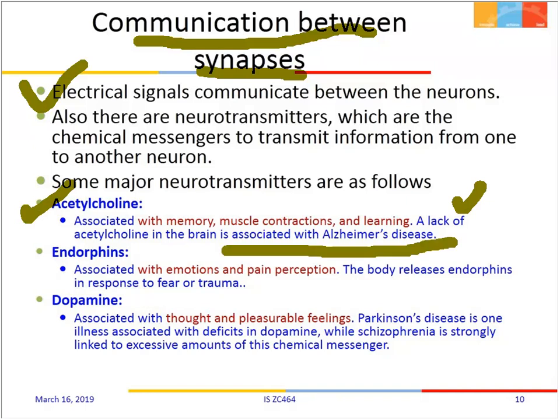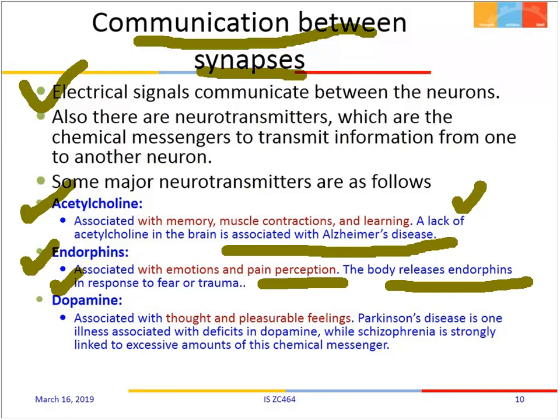There is another kind of chemical called endorphin. This is associated with emotions and pain perception. The body releases endorphins in response to fear or trauma. You can understand by reading this. There is a real need to understand and be inspired by the human nervous system, which has a very, very good learning base. And this motivates us to design artificial neural networks better.